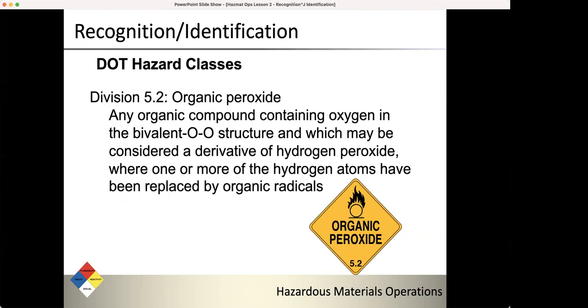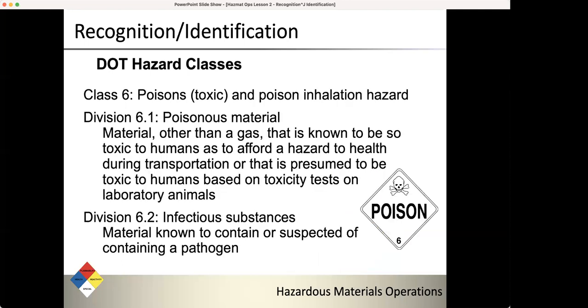Division 5.2 is organic peroxides. This would be an organic compound, so it's going to be a hydrocarbon, but with a bivalent double oxygen structure. Again, they want to give off that extra oxygen and release a lot of energy and help the fire along.